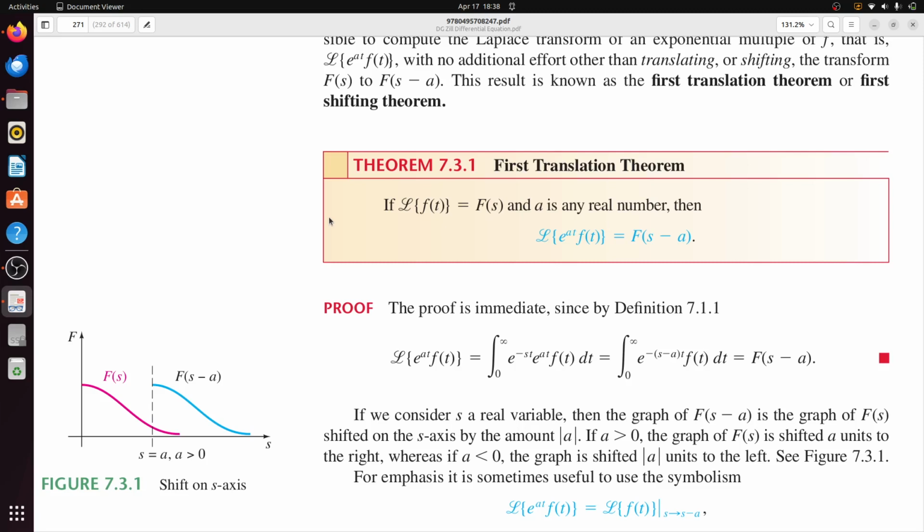I am giving you one quick minute, just go through what I am trying to say and try to summarize it. The first translation theorem gives us that if your function is multiplied by some exponential type of term, then the Laplace transformation of that combined function will be F of s minus a.